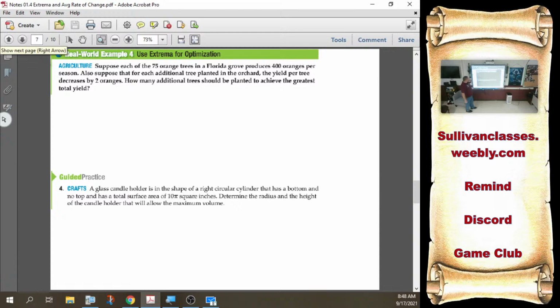Okay. There we go. Use extrema for optimization. Now, I know how to find extrema. Y'all shown me that. But do you know how to make the equation in the first place? And then Satan said, let there be words with math.